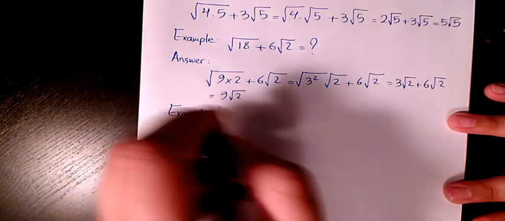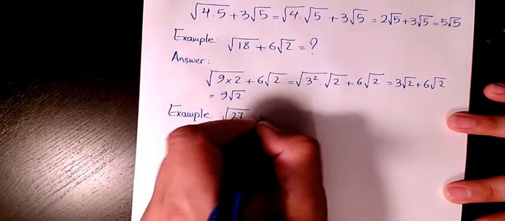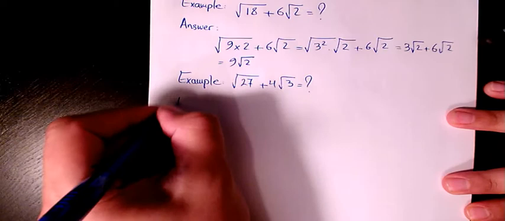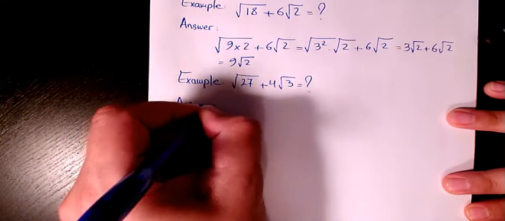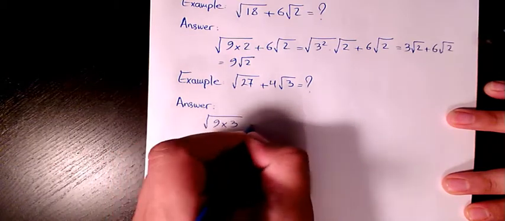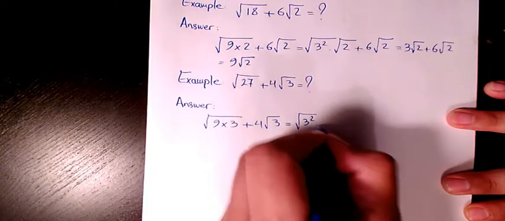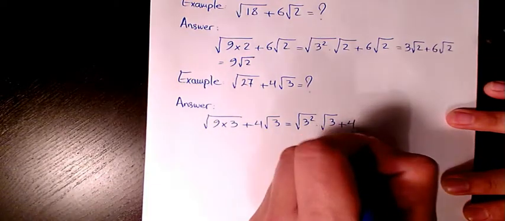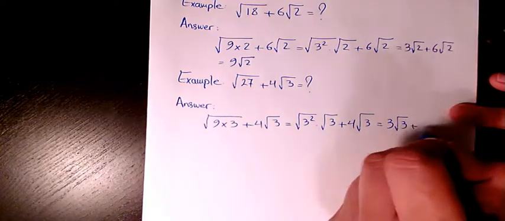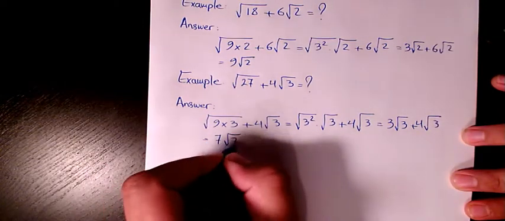Next example, we have root 27 plus 4 root 3. Answer is root 27 is 9 times 3 plus 4 root 3. It's going to be square root of 3 squared times root 3 plus 4 root 3. Square root of 3 squared is 3. 3 plus 4 is going to be 7 root 3.